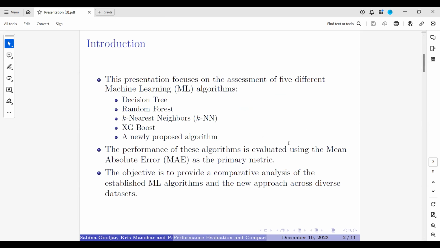In this research, we focused on the assessment of 5 different machine learning algorithms. We have decision tree, random forest, KNN, XGBoost, and we compare those with a newly proposed algorithm. The metric that we used to evaluate these was the mean absolute error, and our objective was mainly to provide a comparative analysis of these algorithms.